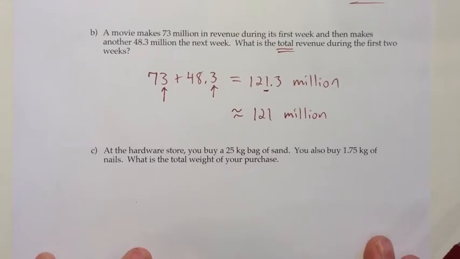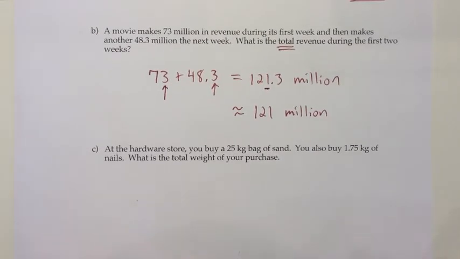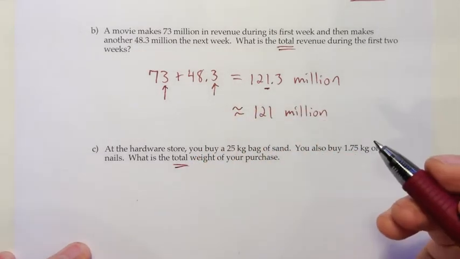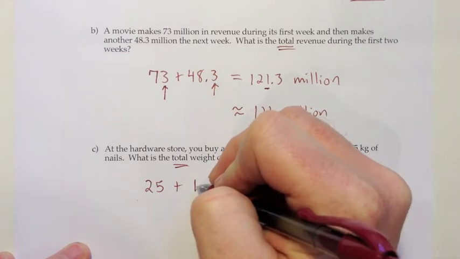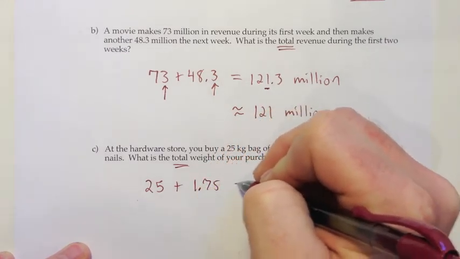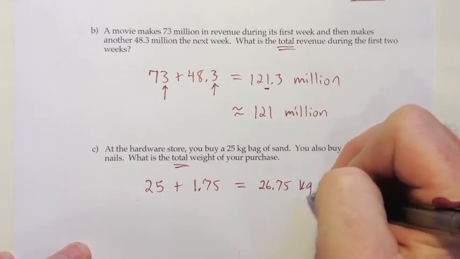Alright, let's move on to one final example on this page. At the hardware store, you buy a 25 kilogram bag of sand, and you also buy a 1.75 kilogram bag of nails. What is the total weight of your purchase? So again, we see total, so we'd want to add there. So we have the 25 plus the 1.75. Add those together, we get 26.75 kilograms.